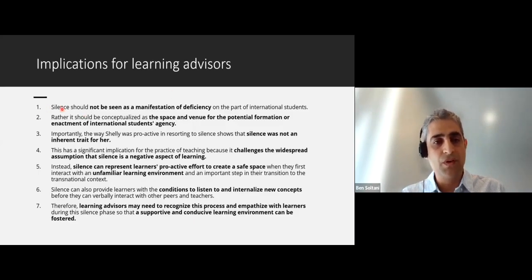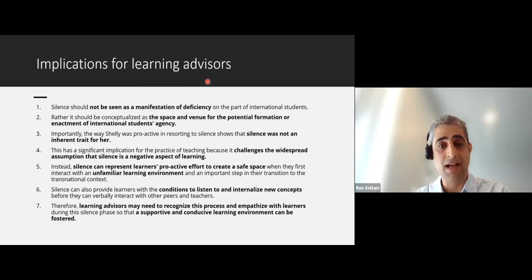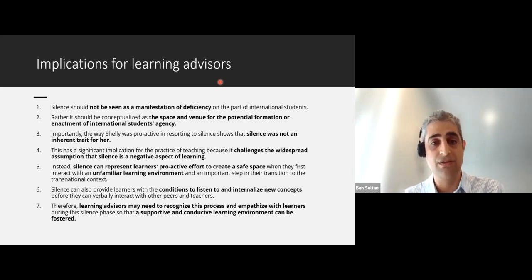So, looking at silence, silence is often seen as a manifestation of deficiency. This study rejects this, and it rather looks at silence as a space and venue for the potential formation or enactment of international students' agency. Agency is the sociocultural capacity of a person to say no, for example, to what is imposed upon people, for example, in the classroom.